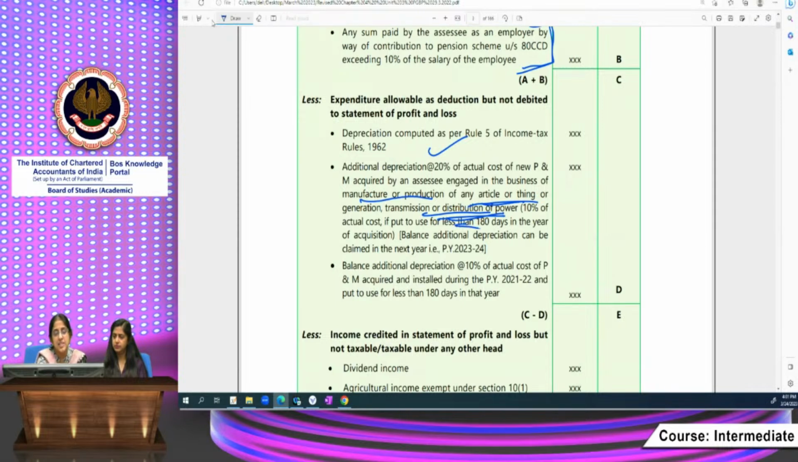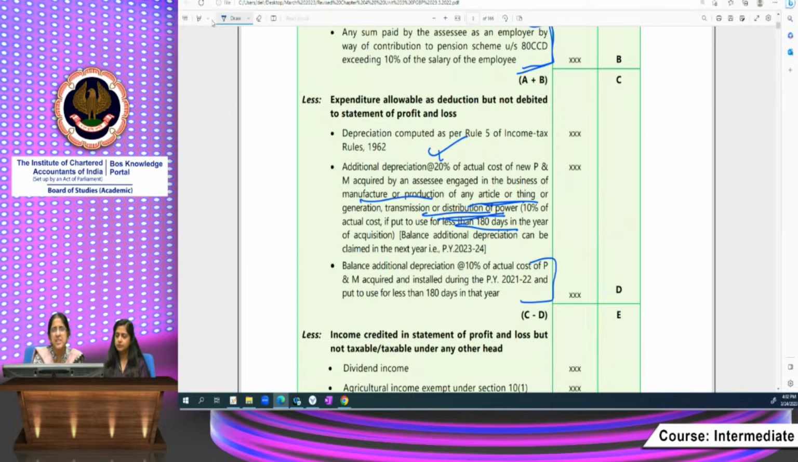And if the asset is put to use for less than 180 days in the year of acquisition, only 50%, that is 10% only, will be allowable. The balance can be claimed in the next year. So this is balance additional depreciation. Suppose some asset was acquired last year and it was put to use for less than 180 days in that year. Then in the earlier year you would have provided only 10%, not 20% additional depreciation. So the remaining 10% can be provided this year in respect of the asset acquired last year, put to use for less than 180 days in that year.